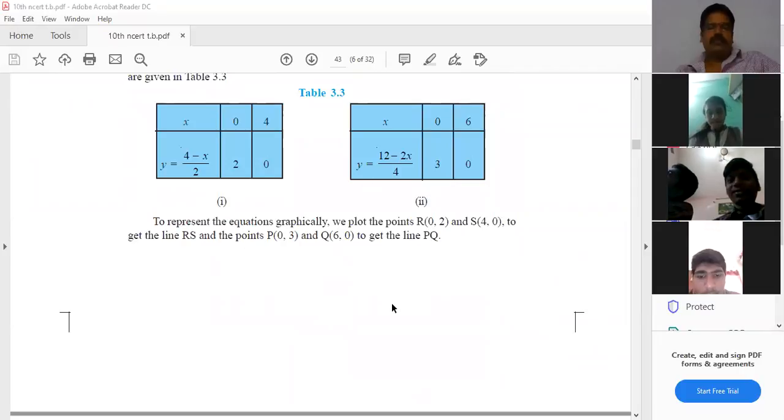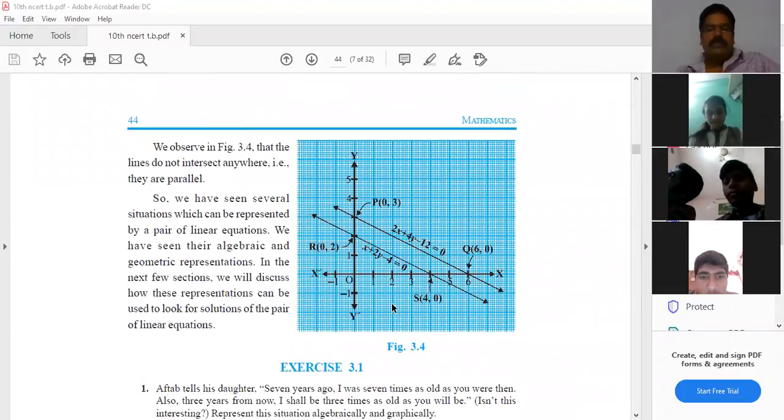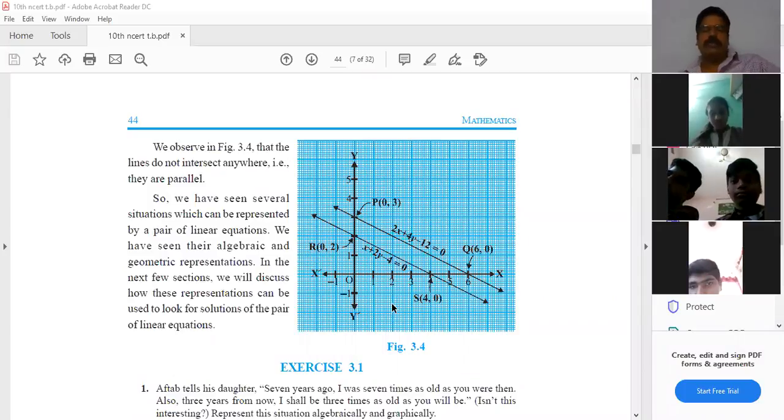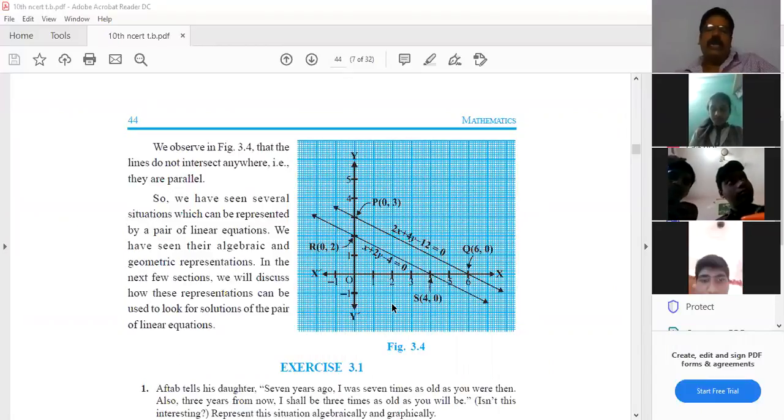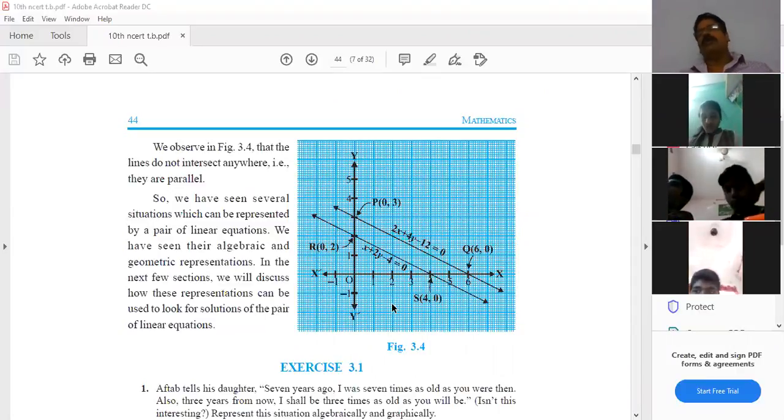You have to draw the two graphs. The first one, example 2, will come as coincident lines. The second graph, example 3, will come as parallel lines. You have to complete these two graphs at home. Yesterday we did intersecting lines, today coincident lines in example 2, and parallel lines in example 3.